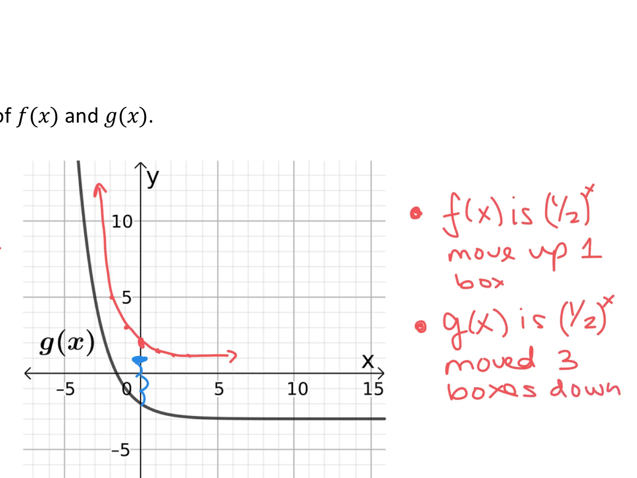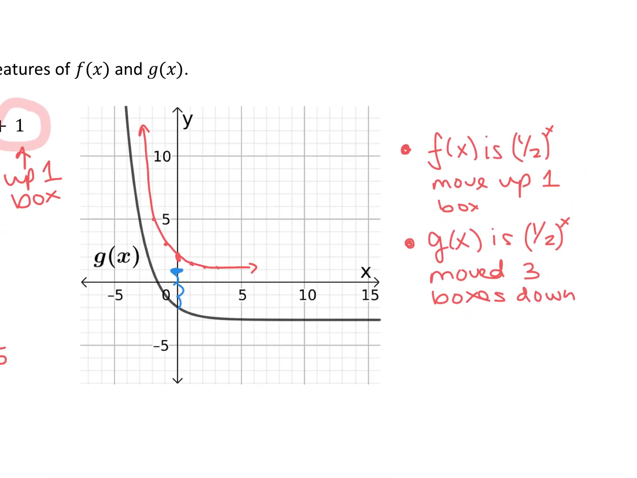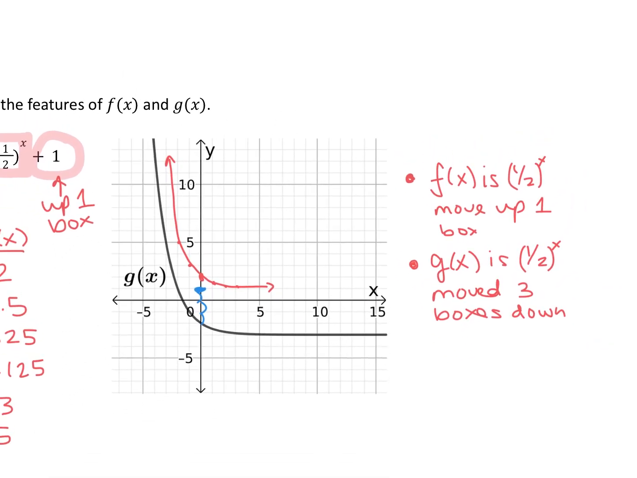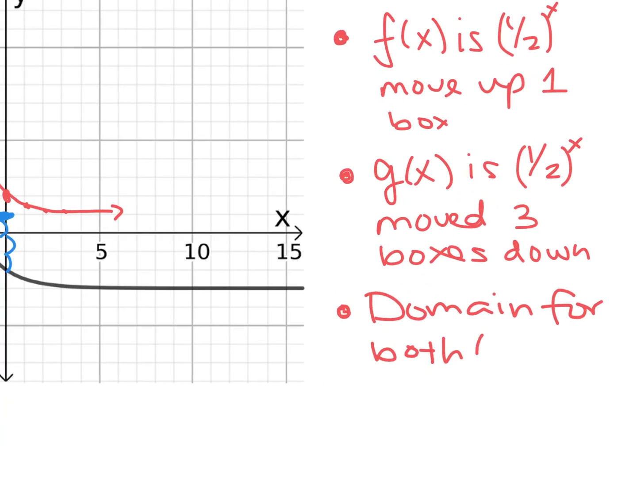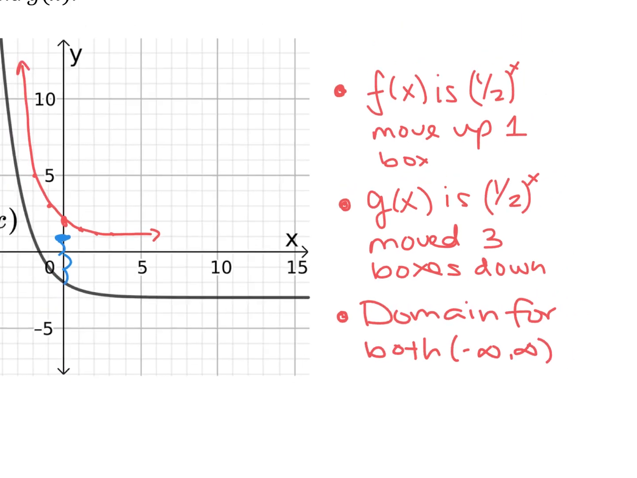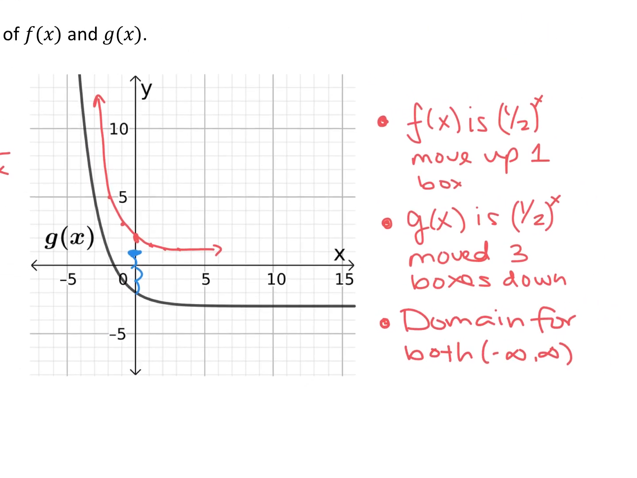Okay, anything else that we could think of? So they definitely have the same domains, right? Domain for both is all real numbers. So that's just to the left forever, negative infinity, to the right forever, positive infinity, right? Because there's no dots ending the curves. They just go left and right forever.